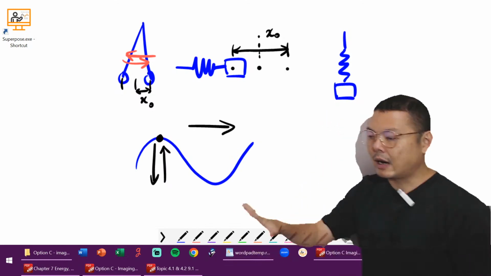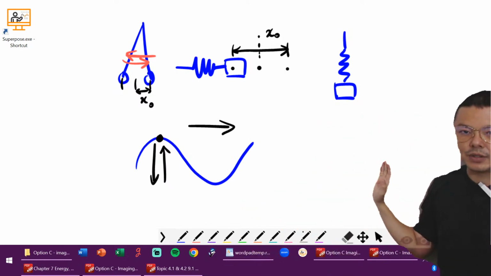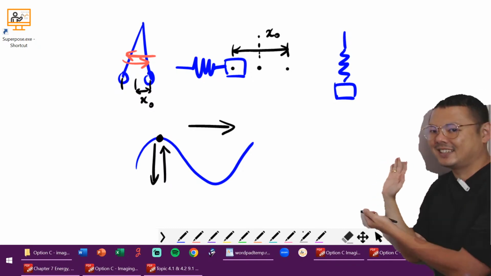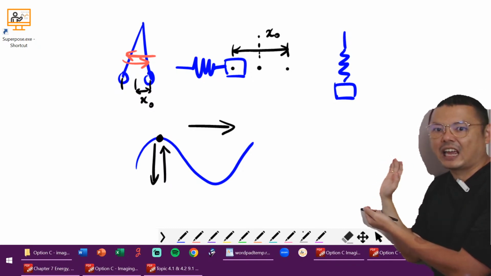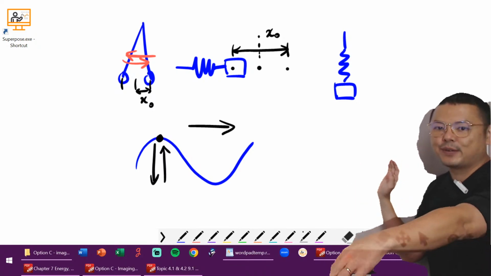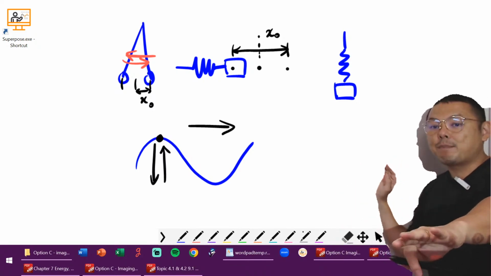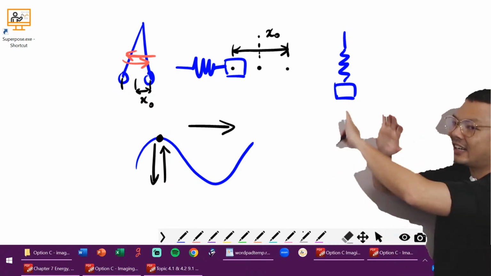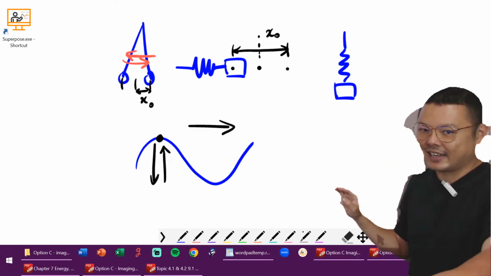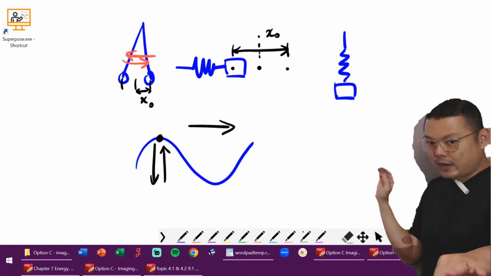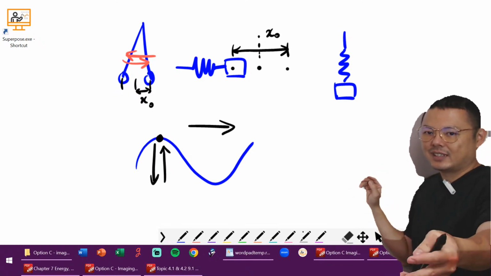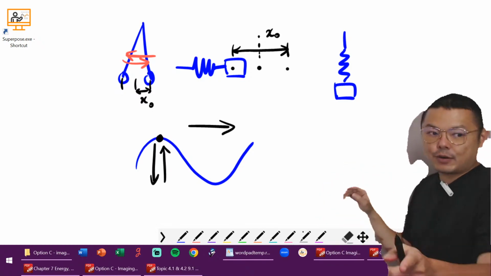Now, I want you to guess what's the last system that you need to figure out. Light? No. Yeah, sound wave. Light, polarization, that one has got nothing to do with this. SHM got nothing to do with that one at all. It's a transverse wave, yes, but we can't see the particles. So in any case, yes, sound wave.